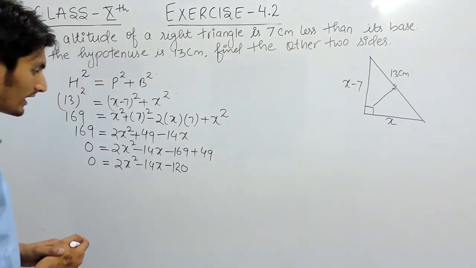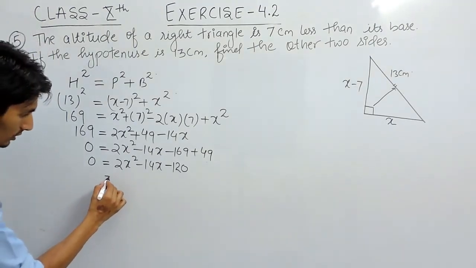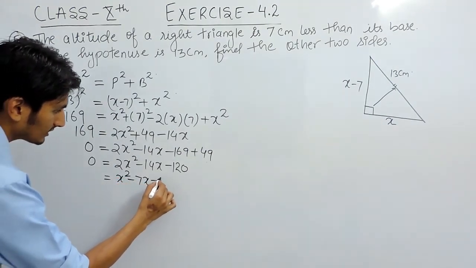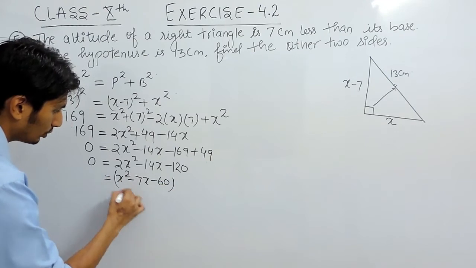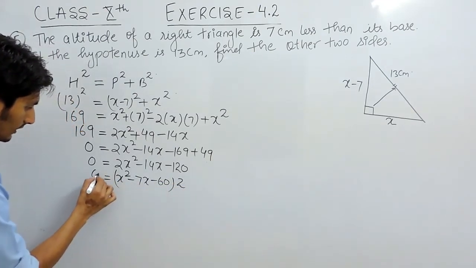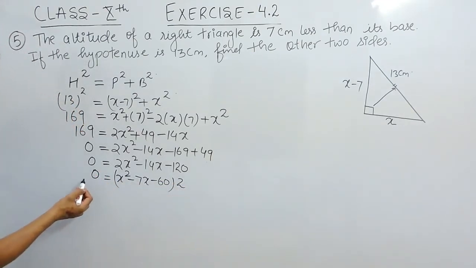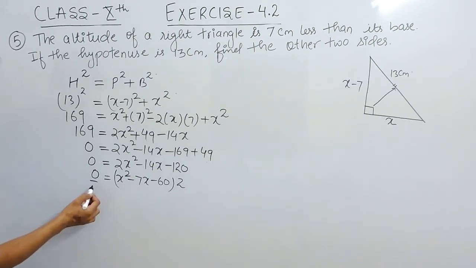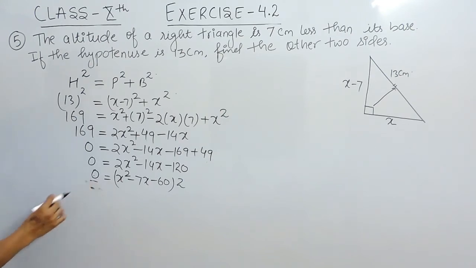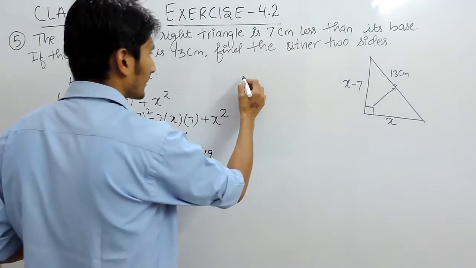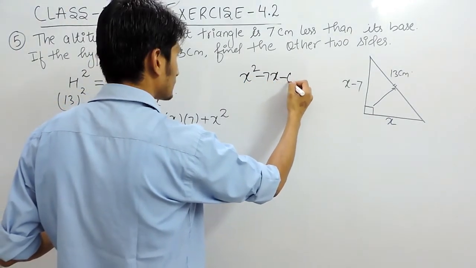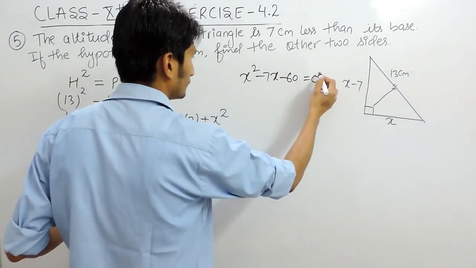Now we can take 2 common, so this will remain x square, this will remain 7x and this will remain 60, and 2 is taken common. You can shift this 2 to this side and 0 divided by 2, because here it is multiplying, this side should divide, and 0 divided by something is again 0. So the equation will become x square minus 7x minus 60 equals 0.